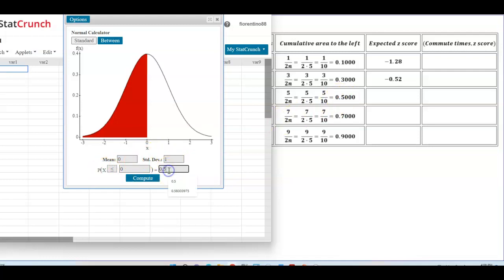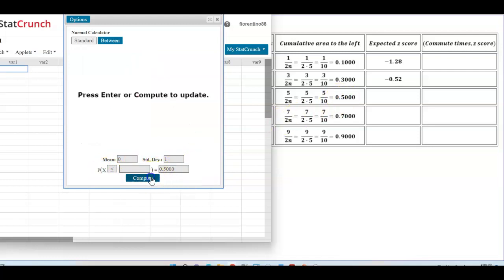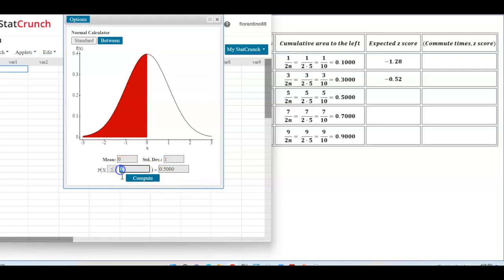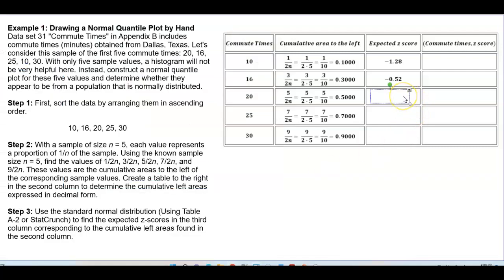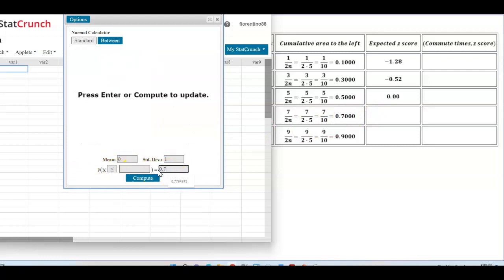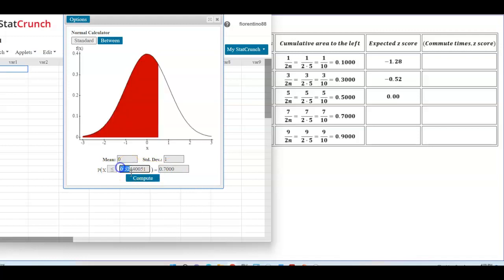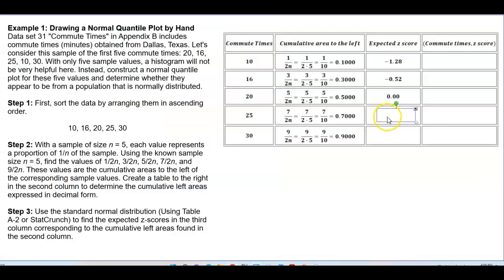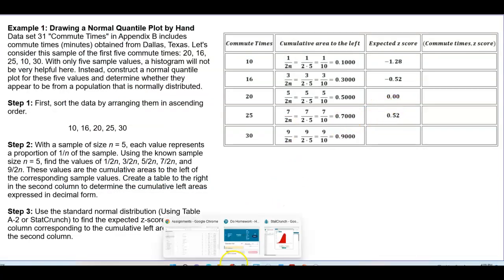Now we're going to put in 0.500, and therefore we get a z-score of 0. So therefore this is going to be 0.00. Again, let's come up here, select refresh, and the options, 0 and 1. Now we're going to put in the area, since the arrow is pointing to the left, of 0.700. And then we get 0.52 as our z-score, and that's positive 0.52.